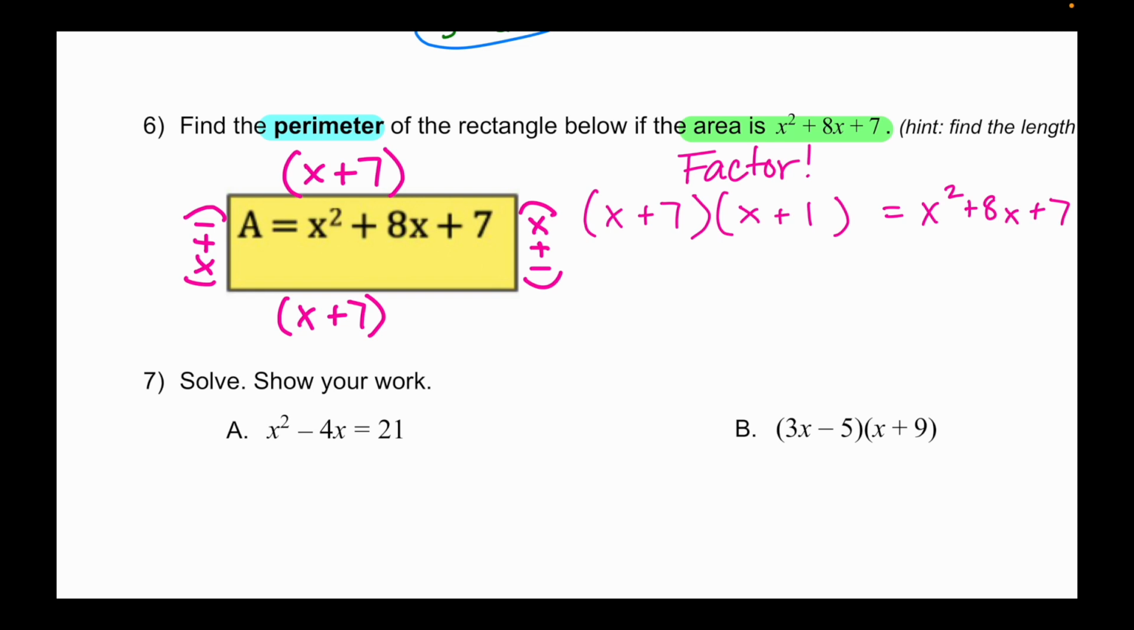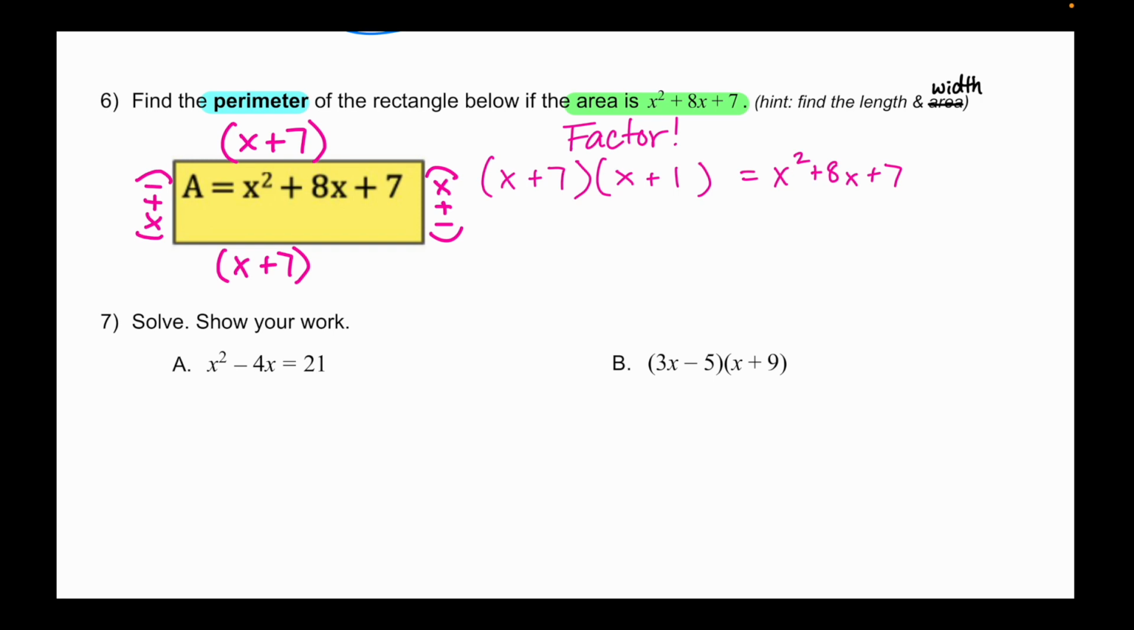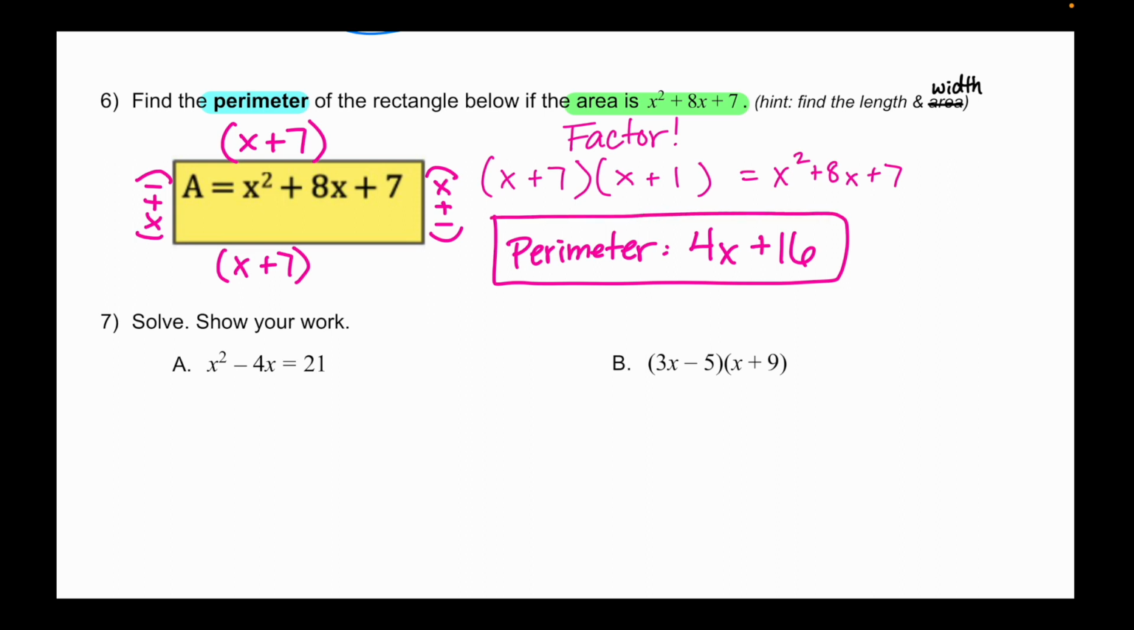Now the perimeter is adding all the way around. So for perimeter, we would add each of these. So we're going to have x plus x plus x plus x. Those are all of our like terms there. That's 4x's, 4x. And then we would have 7 plus 1 plus 1, or 16. So the perimeter, or the answer we're really looking for on this one, is 4x plus 16.